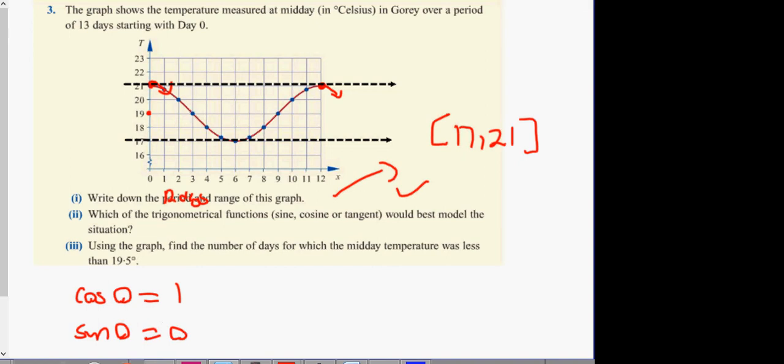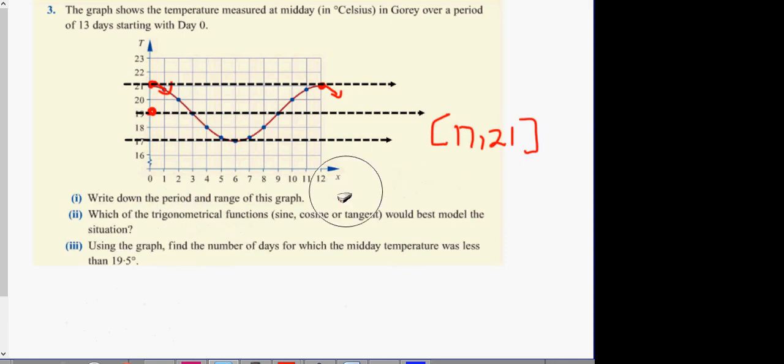The middle of it is here, and we can see that we're very much starting on top of the amplitude. This means that cosine is the best choice for the function we should use. If we're starting from the middle, sine would be the better function to use, but we're not, so it doesn't matter. Okay? Using the graph, find the number of days for which the midday temperature was less than 19.5.